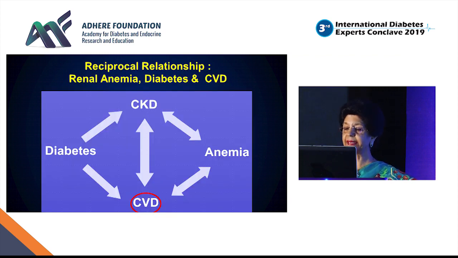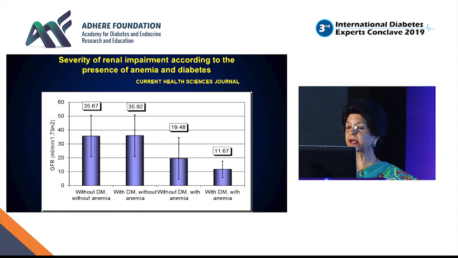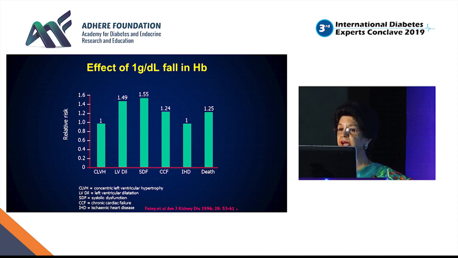So all this leads to, this is all interrelated, CKD, anemia, CVD, as well as diabetes. This is a reciprocal relationship. And if you look at patients who have both diabetes with anemia, the severity of renal impairment correlates accordingly. I referred earlier to a fall in just 1 gram per deciliter fall in hemoglobin. So these are all the abnormalities which can result, whether it's LVH, dilatation, systolic dysfunction, chronic CHF, or ischemic heart disease, with just 1 gram fall in hemoglobin.